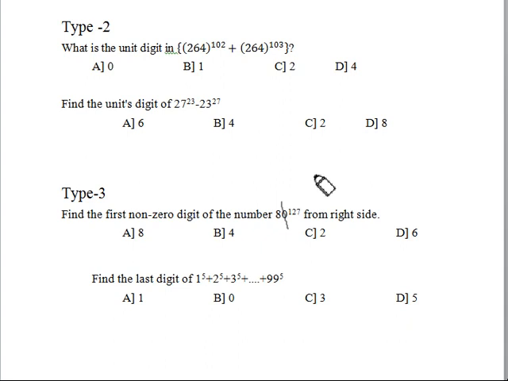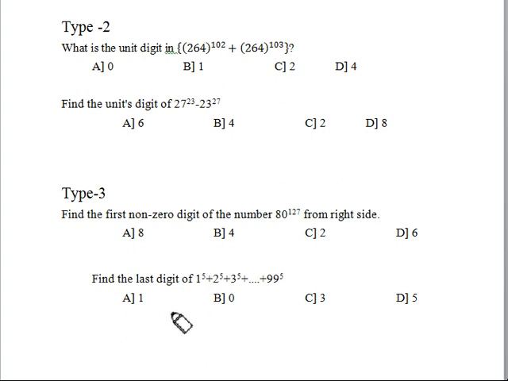So what is the cyclicity of 8? It is 4. So 127 divided by 4, you will get the remainder 3. So remainder 3 means the third number in the cycle of 8. So 8 into 8 is 64, into 8 is 512, so 2. Or you can write out the cycle. So the answer is 2 in this case. Easy. If they're asking the first non-zero digit from the right side, this would be the answer.